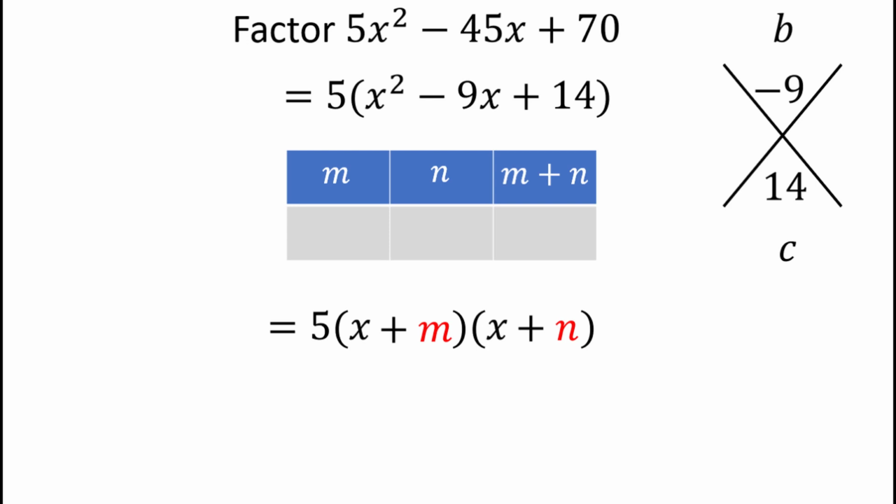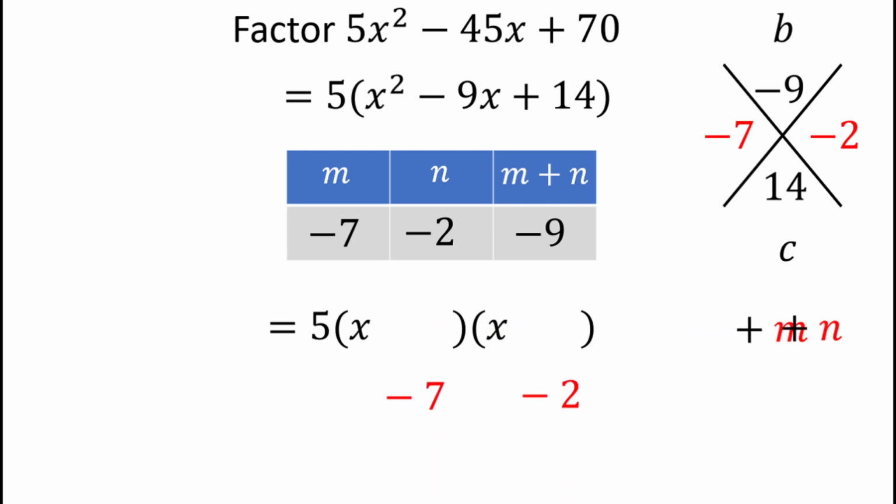Thinking for a moment, the only way two numbers can add to be negative and multiply to be positive is if we have two negative numbers. If m equals -7 and n equals -2, we multiply to positive 14 and add to -9. So that must be the correct answer. And we can fill in these values to our chart. Our final factored form is 5 times x minus 7 times x minus 2.